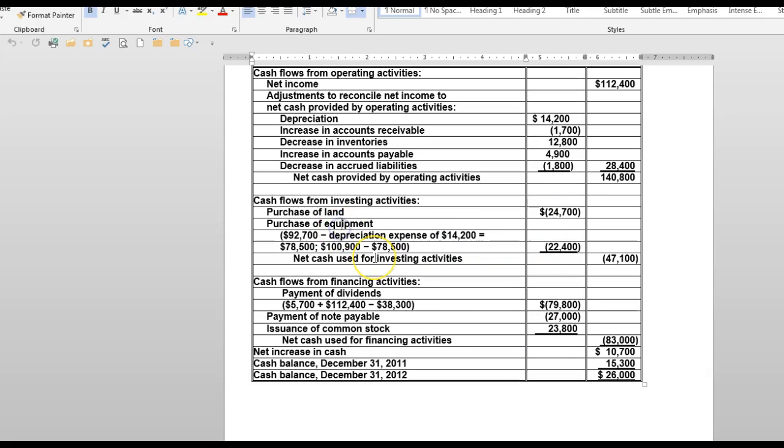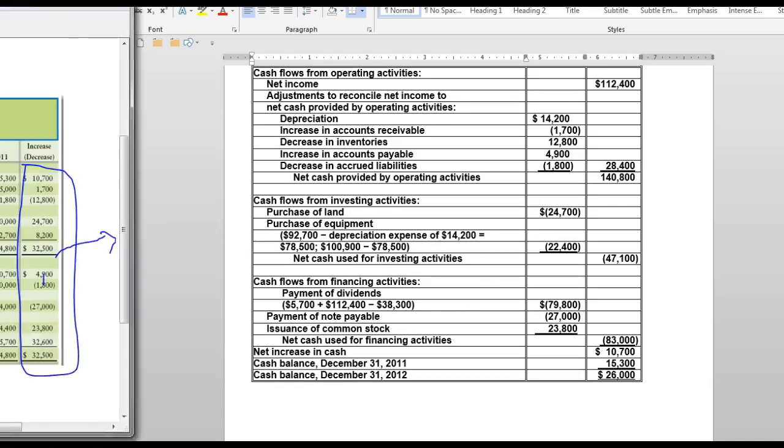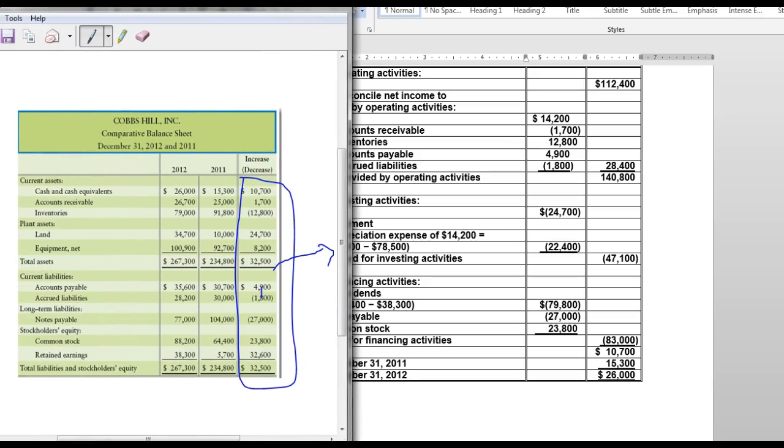We purchased equipment, and this is kind of finicky. Let me show you. If I bring this over here, can you see this? We have purchases, wrong one.